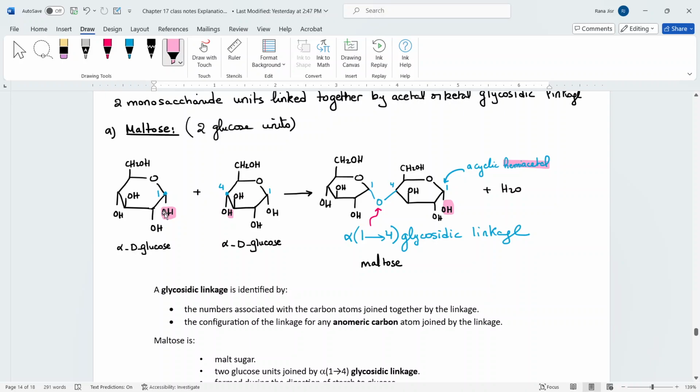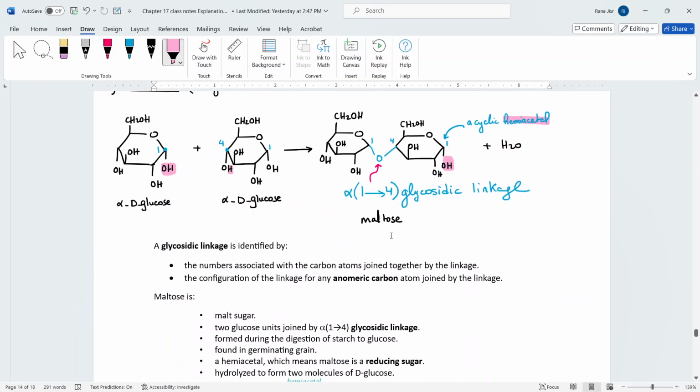Okay, so again, whenever you want to name a glycosidic linkage, always the glycosidic linkage is going to follow the orientation of the OH on carbon number 1. So if it is on the alpha, then you're going to start your naming from the alpha. If it is beta, then it's going to be beta in there. And then you've made a bond between carbon 1 and carbon 4, so just go ahead and name that as such.